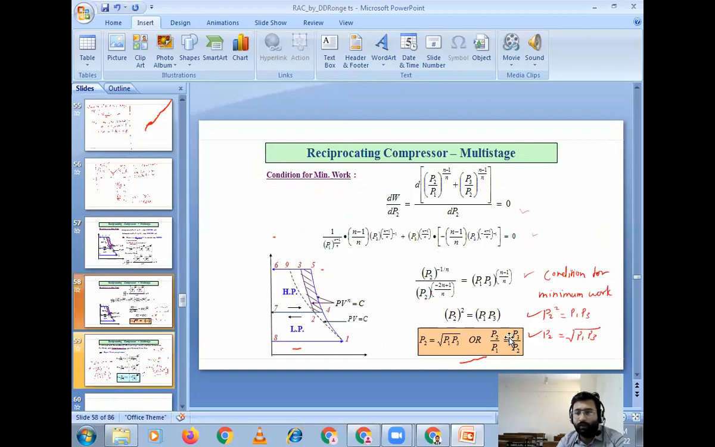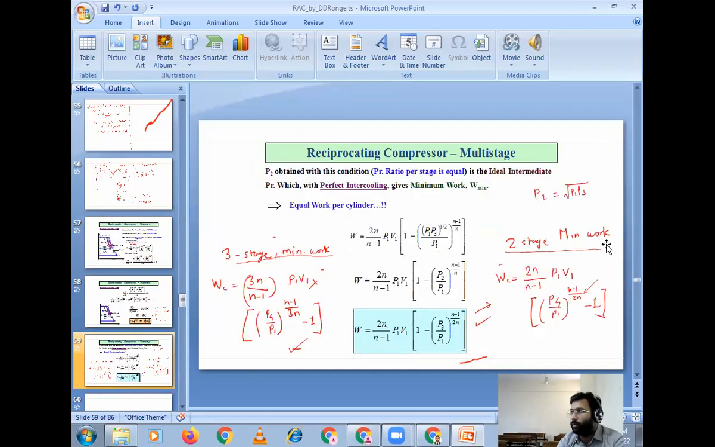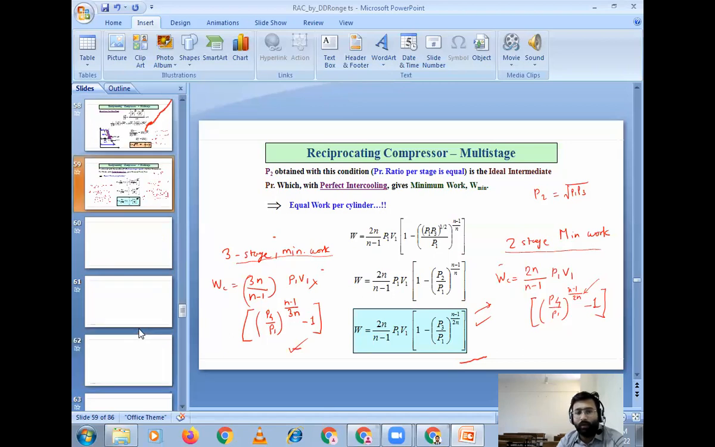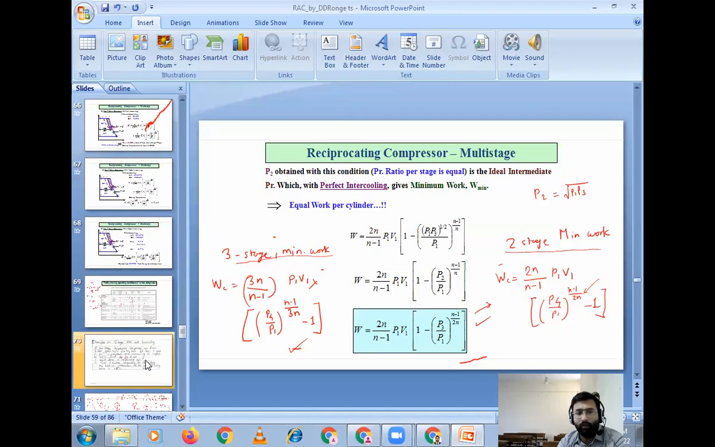Then we saw the condition for minimum work: P2 is equal to under square root P1 into P4. For minimum work required in 2 stage, this is the formula. Minimum work required in 3 stage compression, this is a formula. Next lecture will take numericals.